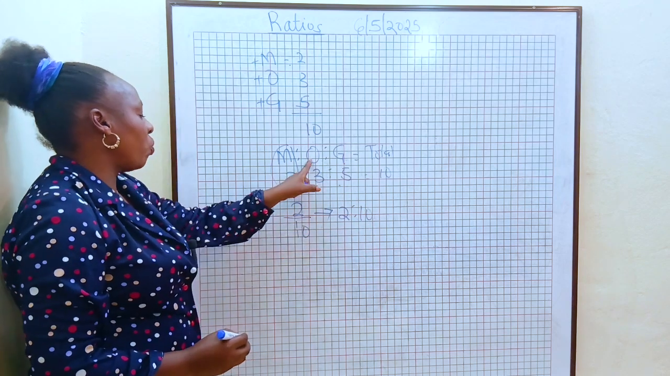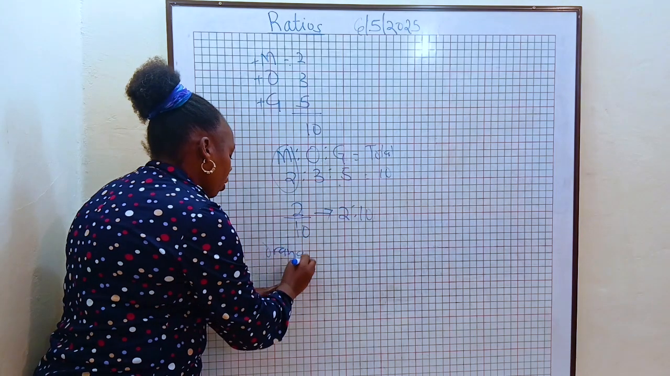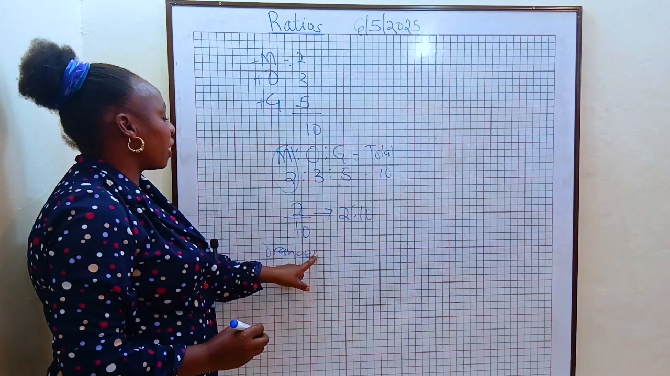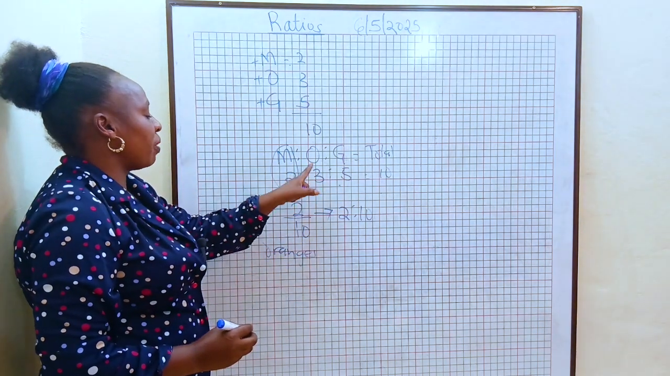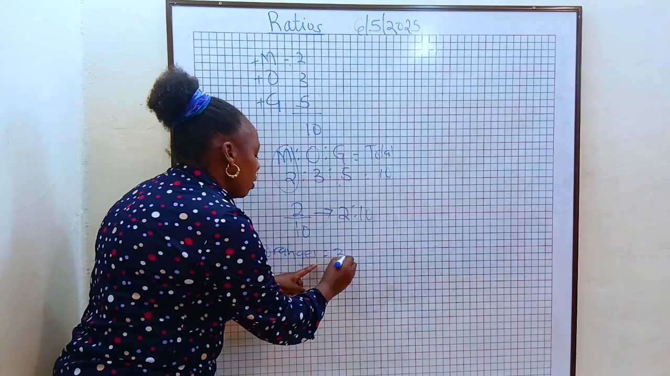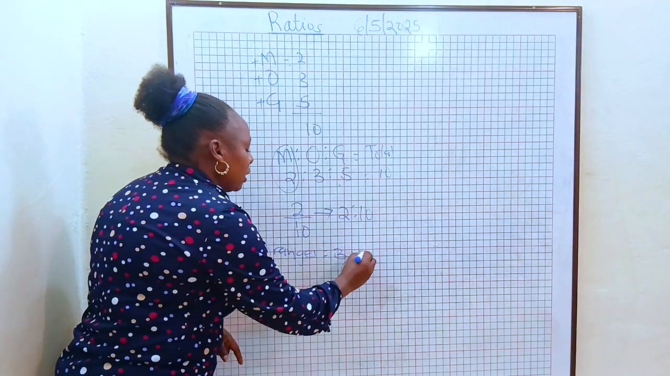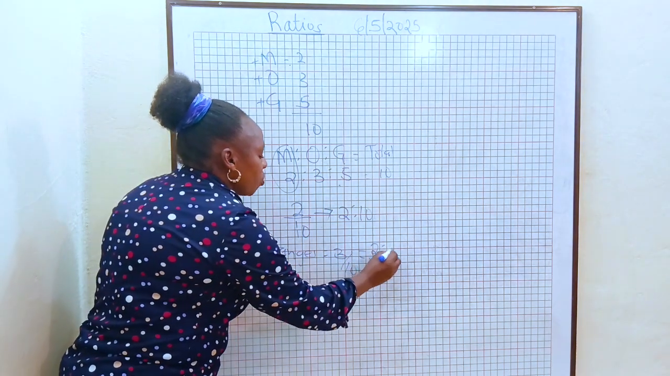And we can also go ahead and write oranges. What is the fraction of oranges? The number of oranges over the total. We take oranges, 3 over 10. That is now in fraction form, which can be written as 3 is to 10.